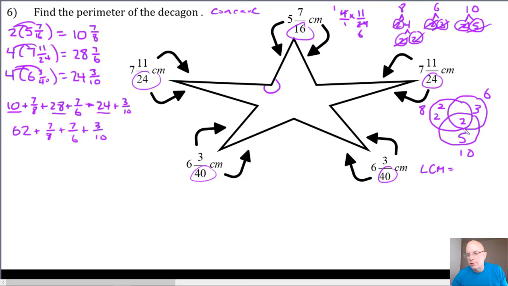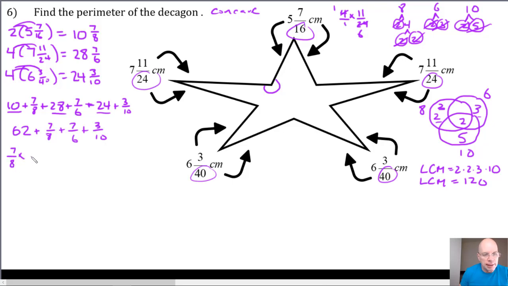And so the least common multiple, I think the easiest way to do this one is to use this 10 to our advantage. So 2 times 2 times 3 times 10 is 12 times 10, or 120. The least common multiple is 120. And so that means all of these denominators can become 120ths.